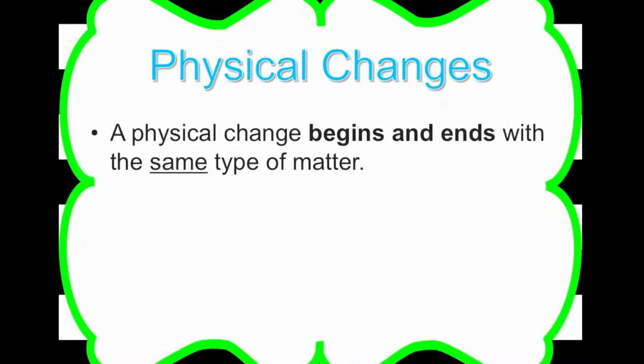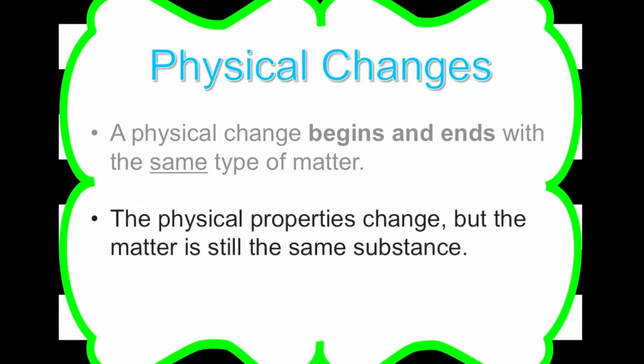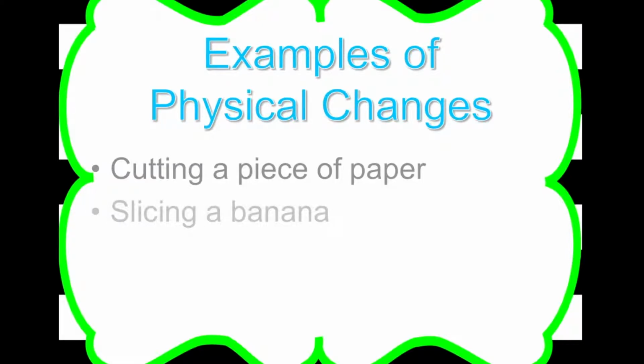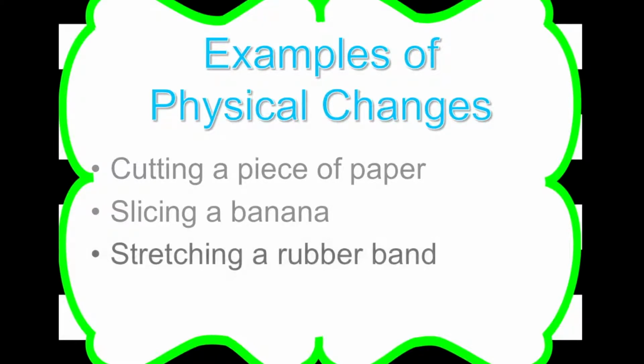So first up is physical changes. A physical change begins and ends with the same type of matter. The physical properties change, but the matter is still the same substance. For example, cutting a piece of paper. Even if you cut it, it's still a piece of paper. Slicing a banana. Even if you slice it, still a banana. And stretching a rubber band. Even though you may stretch it, the physical change occurs as you stretch it out and let it go.